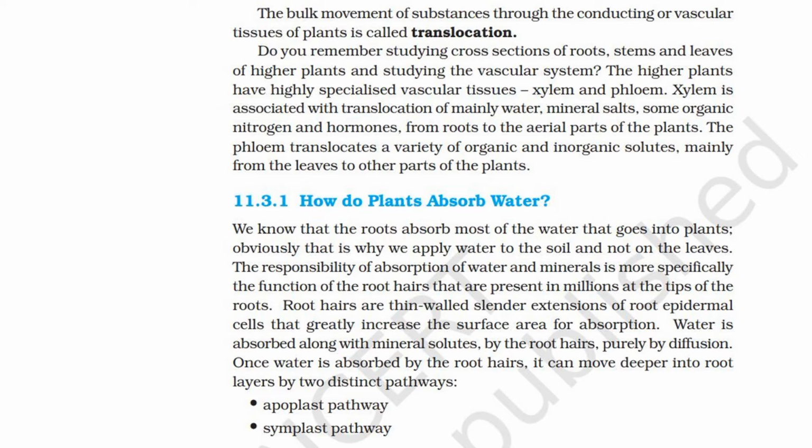Do you remember studying cross-sections of roots, stems and leaves of higher plants and studying the vascular system? The higher plants have highly specialized vascular tissues, xylem and phloem. Xylem is associated with translocation of mainly water, mineral salts, some organic nitrogen and hormones, from roots to the aerial parts of the plants. The phloem translocates a variety of organic and inorganic solutes, mainly from the leaves to other parts of the plants. How do plants absorb water?